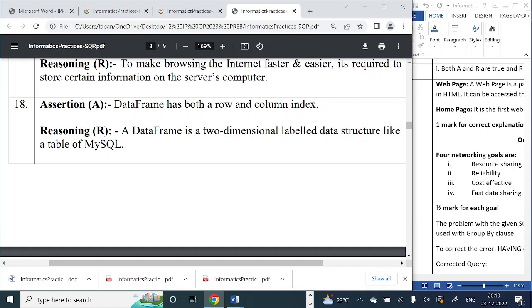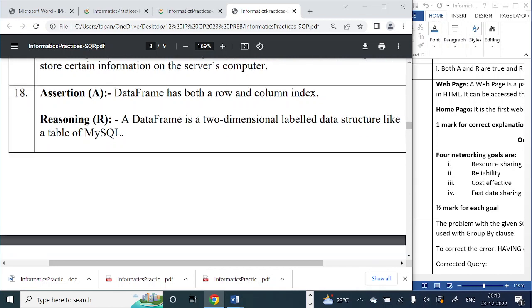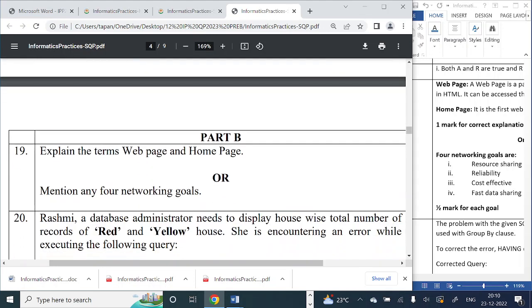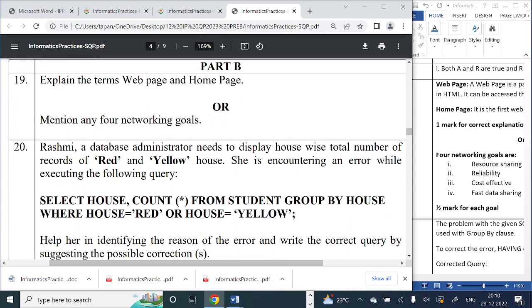Data frame is actually a two-dimensional table like data where rows and columns both are there. That's why the index is also there. Row index by default it is 0, 1, 2, 3 and column index also by default it is 0, 1, 2, 3. Next, question number 19.